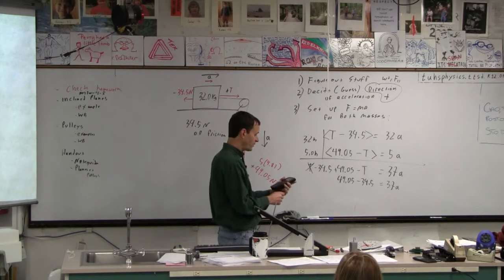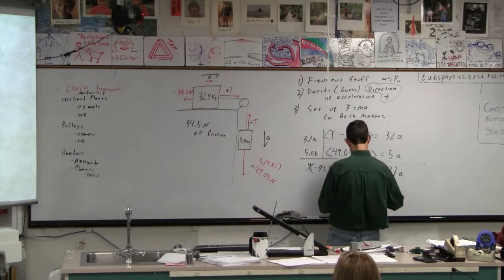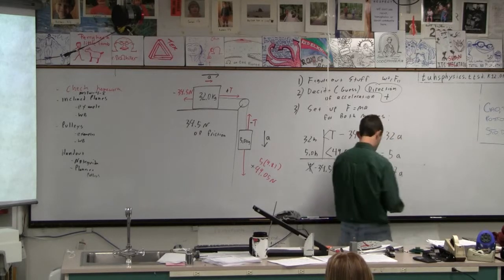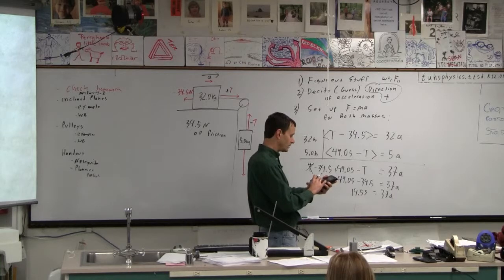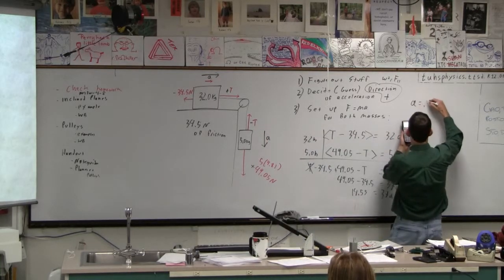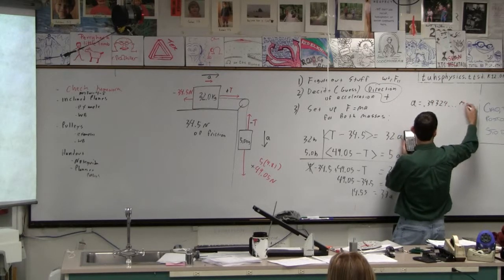So I get 14.55 on this side equals 37a. So divide by 37, and that comes out even to 0.39324 meters per second squared.